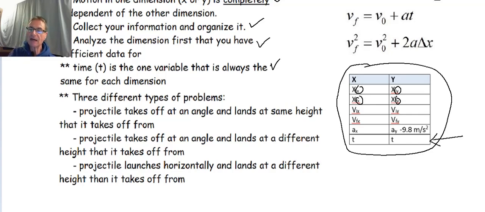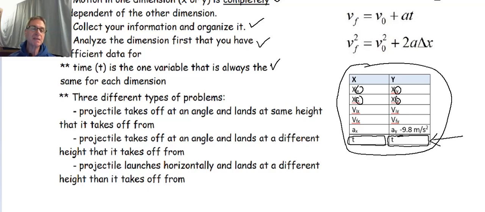So once you get time for one of the dimensions, say the Y dimension, you can transfer that over to the X dimension. Or if you found it for the X dimension first, you can transfer it over to the Y dimension. Once you know it on one side, you know it on the other side.